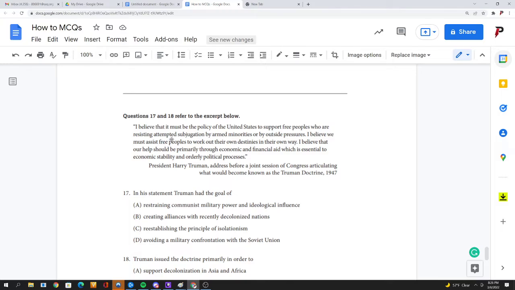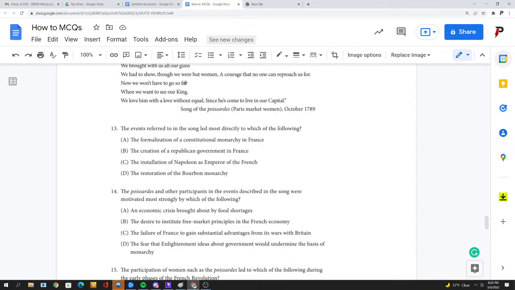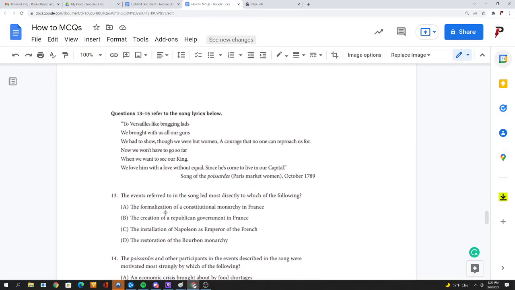But that's not the only tip I can give you. Know the timeline, all right? Because events happen in chronological order. I'll provide you an example. The French Revolution is between 1789 and arguably 1815 after Napoleon falls. Now, a lot of stuff happens between that period. There is a liberal phase, there is a radical phase, there is a directory phase, there is a Napoleon phase, all right? Now, I have to know the timelines because if I get a question like this, the events referred to in the song led most directly to which of the following.